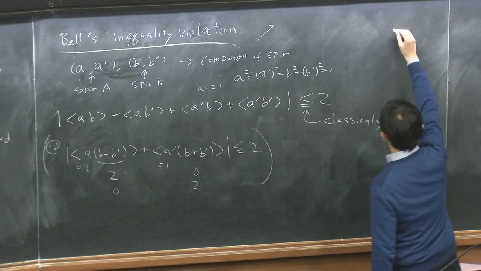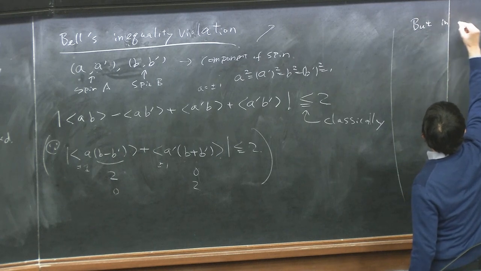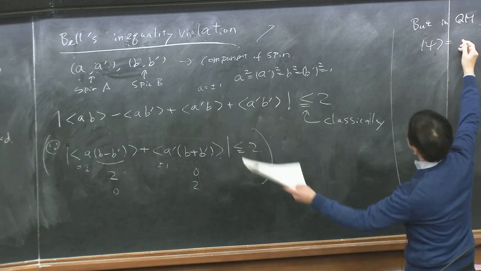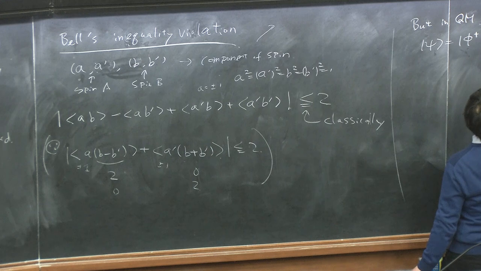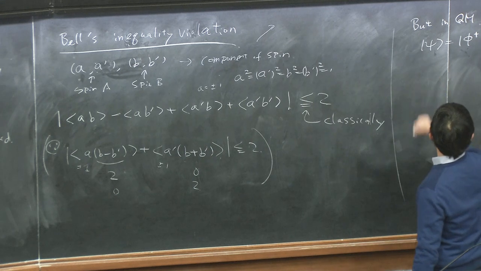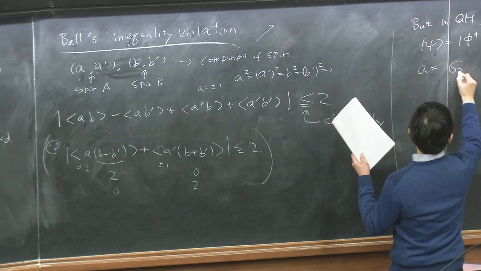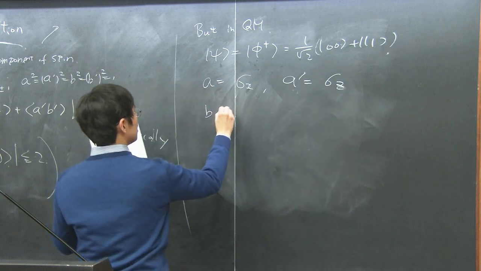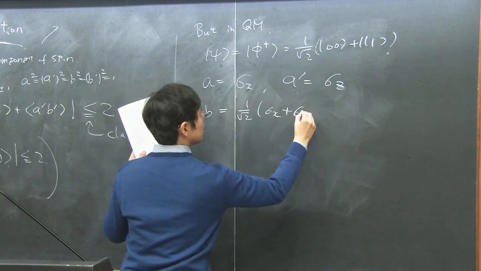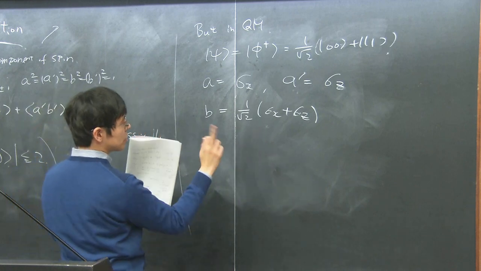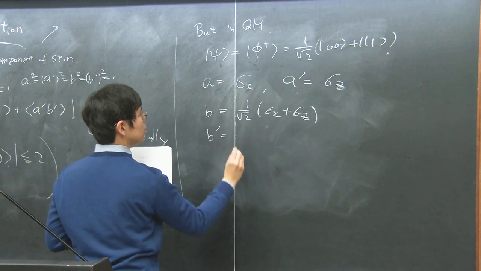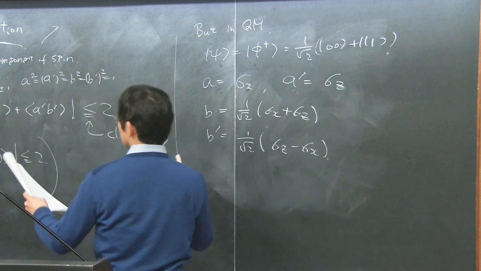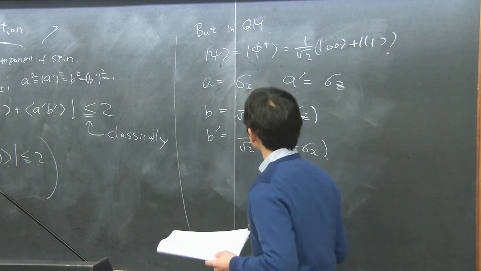But in quantum mechanics, we have an interesting result, but we have to make a good choice of state. So we choose the state to be this Bell state, psi plus, 1 over square root of two times 0, 0 plus 1, 1. And we choose A to be sigma x, A prime to be sigma z, and B equal to 1 over square root 2 times some mixture of x and z. This still satisfies B squared is 1, since it is just a rotation of the spin. And B prime is 1 over square root of 2 with a minus sign. Once we choose this, we can compute this for more general parameters and see when the interesting thing happens.